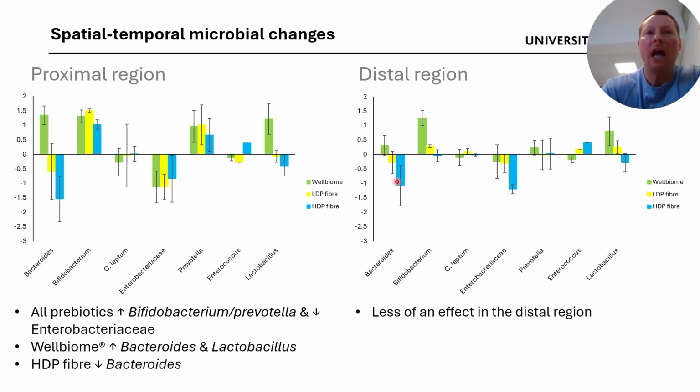And then when we compare this with our distal region, the first thing that we noticed was that we saw less of an effect in the distal region. And I think this is really important because when we look at, say, fecal samples in human studies, we assume that that's the total of what's going on. But don't forget, this is right at the end of our digestive tract. And so what's happening upstream might be magnified, or it might be completely different.